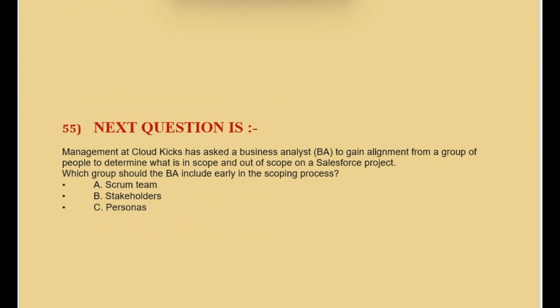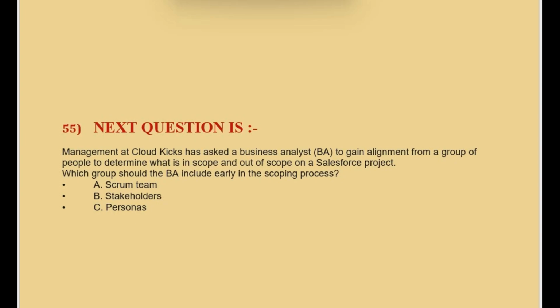Question is management at CloudKicks has asked a business analyst (BA) to gain alignment from a group of people to determine what is in scope and out of scope on a Salesforce project. Which group should the BA include early in the scoping process?